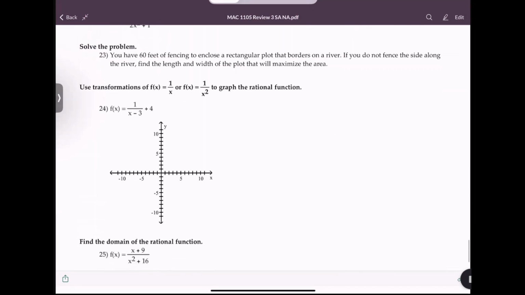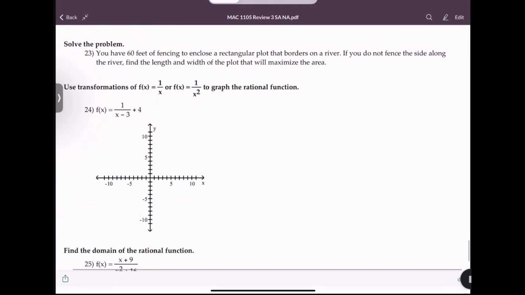Okay, let's do number 23. You have 60 feet of fencing to enclose a rectangular plot that borders on a river. If you do not fence along the river, find the length and the width of the plot that will maximize the area.